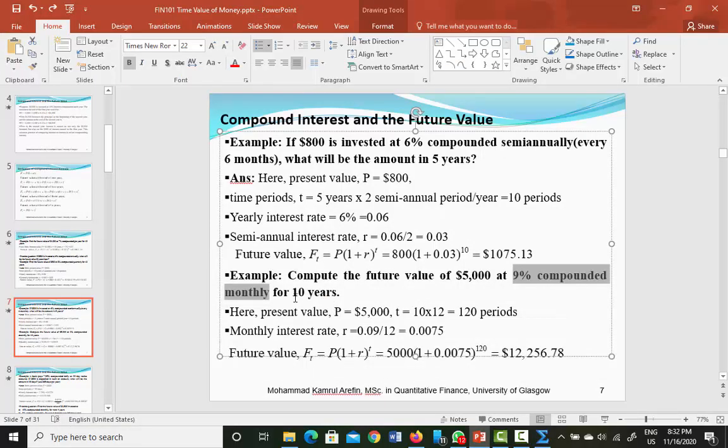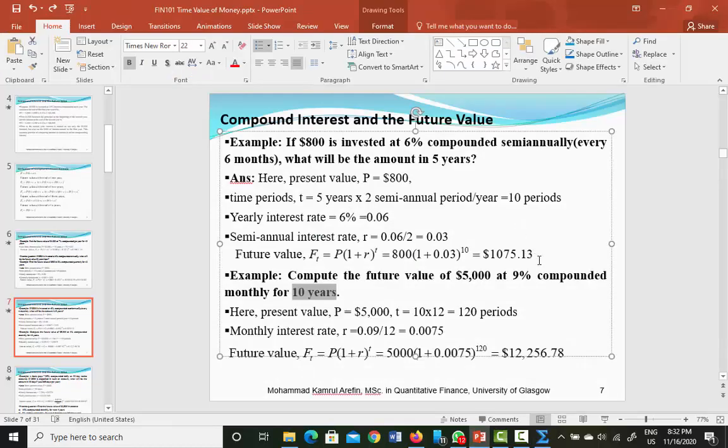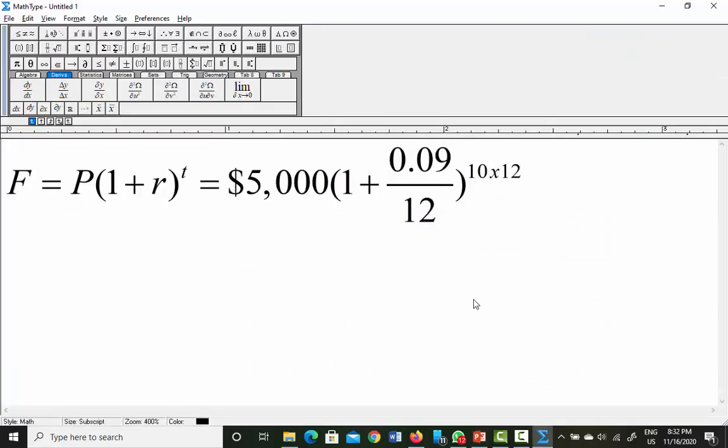Here the power is 10 years, since the period of investment is 10 years. Every year we have 12 months, and interest is calculated on a monthly basis, compounded monthly. That means in a year interest will be calculated 12 times. So in 10 years we will have a total of 10 multiplied by 12, that is 120 months. That means in 10 years we will get interest a total of 120 times. So if you calculate it, we will get the answer.